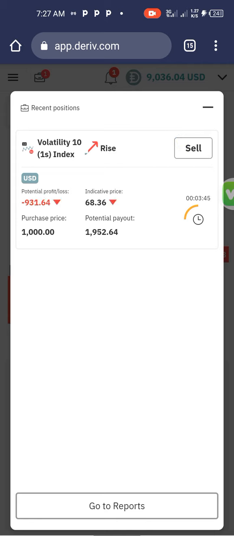For instance, now you can see that the price is not going in my favor. I've lost almost $1,000. I have this left. If you feel like, okay, it's better for me to save some of my money than lose everything, I could just click on sell. To click on sell means you are closing the contract. When you end the contract, you take this loss and go home with the remaining money.